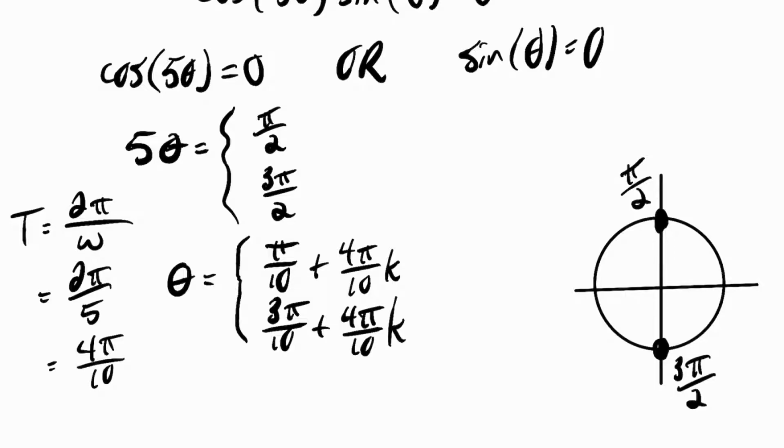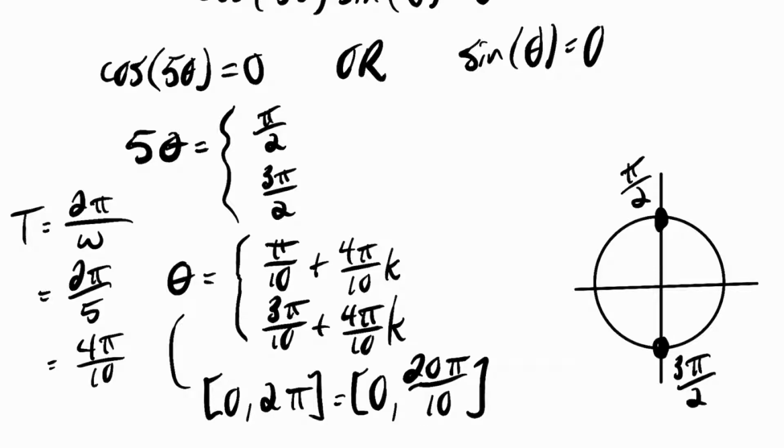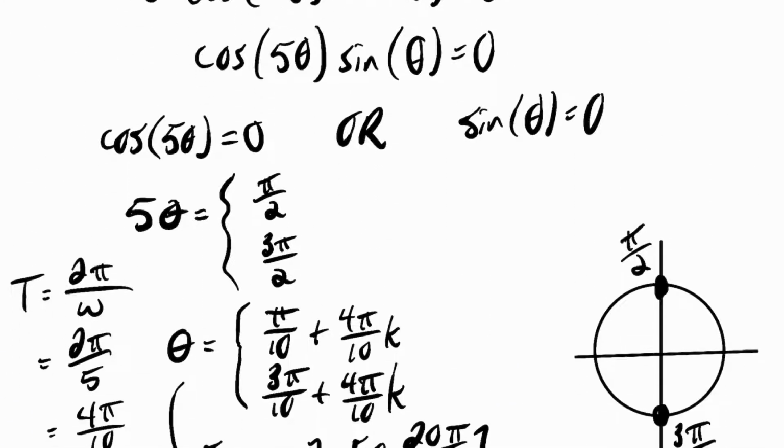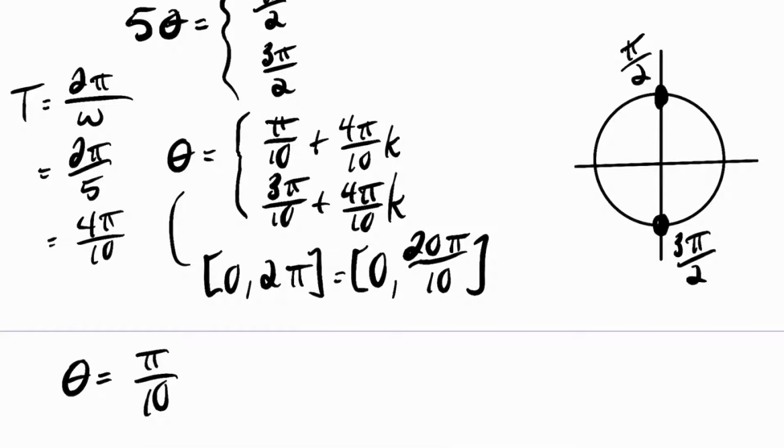So now I need to remember that theta is in the interval 0 to 2 pi. Or if I want 0 to, what is that going to be in terms of a denominator of 10? 20 pi over 10. So when I go to make my list of solutions, I'll have theta equals pi over 10 as my first solution. It's the top. This came from the top of the circle back before we divided by 5, right? And then we divide by 5 and get pi over 10.